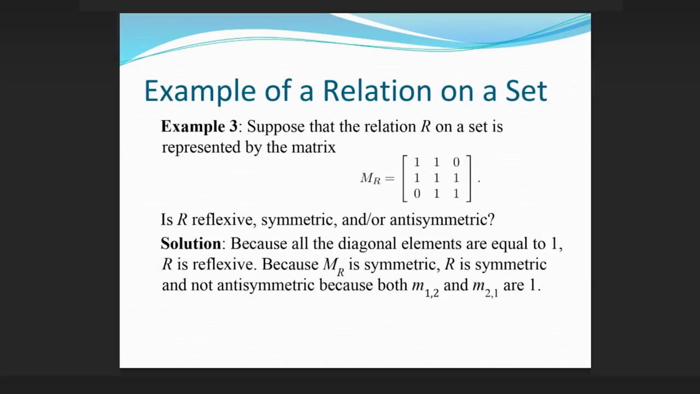Example of a relation on a set. Example 3. Suppose that the relation R on a set is represented by the matrix. Is R reflexive, symmetric, and/or antisymmetric? Solution: because all the diagonal elements are equal to 1, R is reflexive. Because M_R is symmetric, R is symmetric, and not antisymmetric because both m_12 and m_21 are 1.